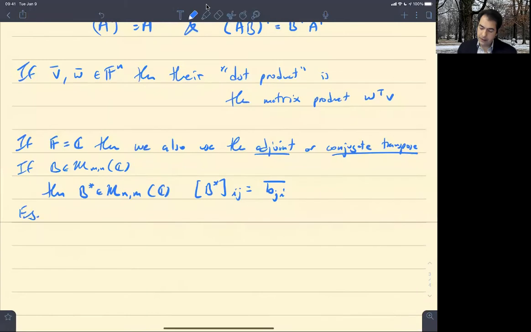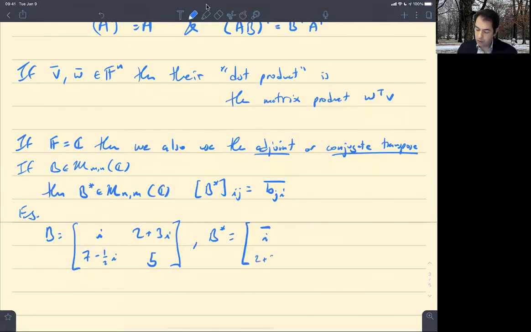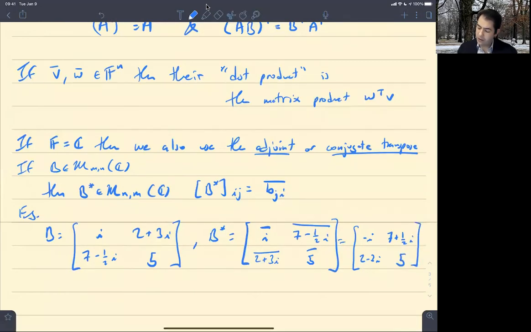So for example, if B is the matrix with entries i, 7 minus 1/2 i, 2 plus 3i, and 5, then the adjoint, or the conjugate transpose, would be, okay, so first I'm going to take the first row, and I'm going to make it the first column, but I'm going to have to conjugate. So I'm going to put i bar and 2 plus 3i bar. And then the second row becomes the second column, 7 minus 1/2 i, but I need to conjugate, so I put a bar on top of them. And now let's actually do the conjugate. Remember that a complex conjugate just changes the sign of the imaginary part. So i becomes minus i, 2 plus 3i becomes 2 minus 3i, 7 minus 1/2 i becomes 7 plus 1/2 i, and 5 just remains 5. So there you go. That is the conjugate transpose of this matrix.